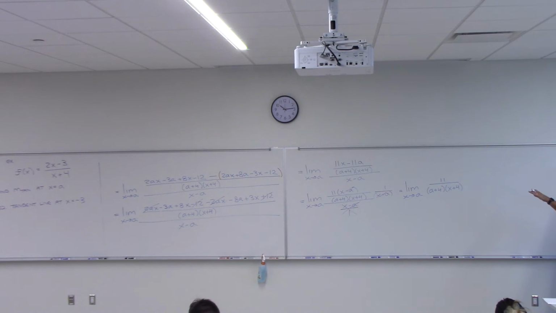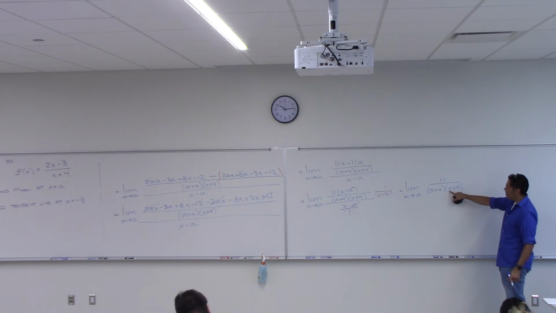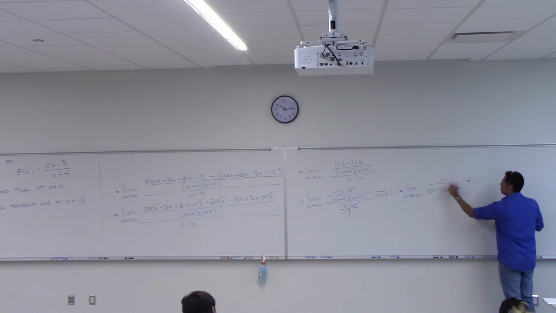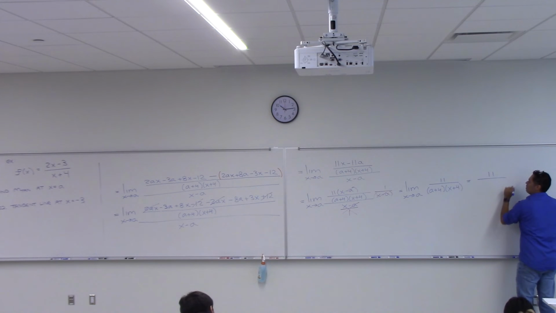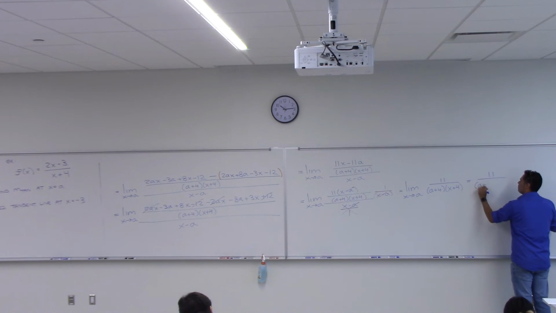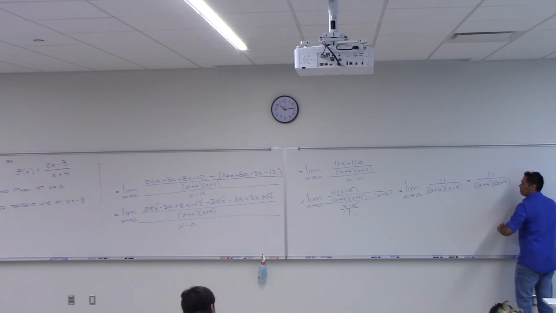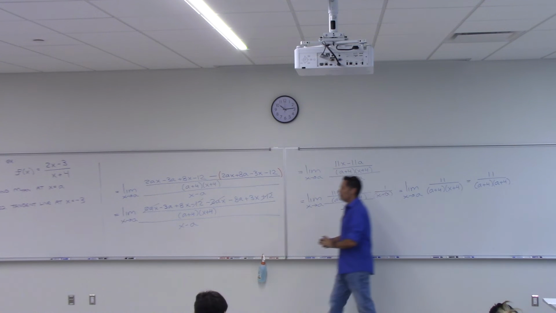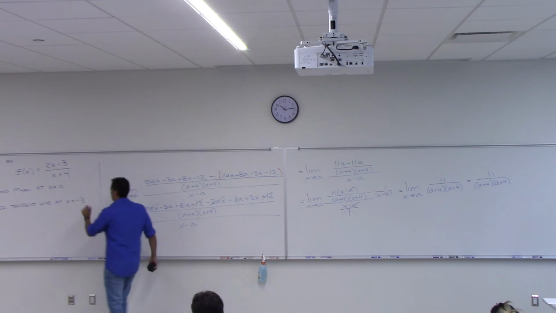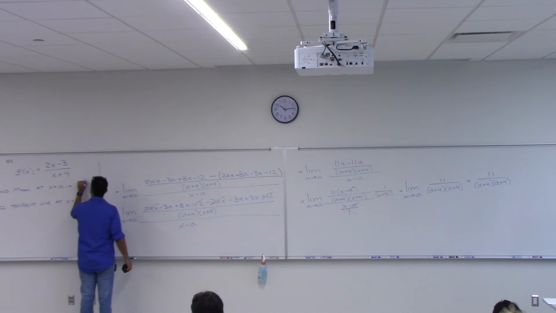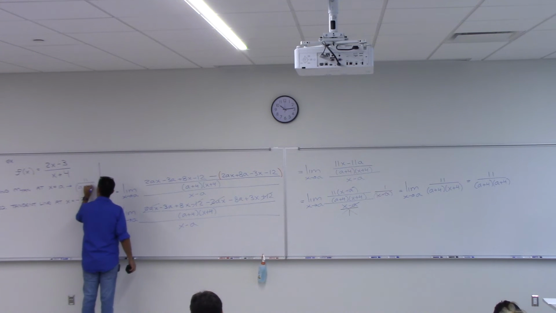All right, now what are we doing? Let x become a now. So if I let that x become a, no more limit, I'm left with 11 over a plus 4 times a plus 4 again. Well, isn't a plus 4 times a plus 4 squared? Yes, so this is the answer now: 11 over a plus 4, that quantity squared.